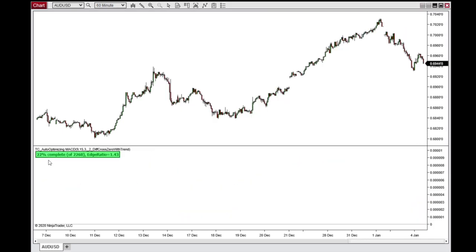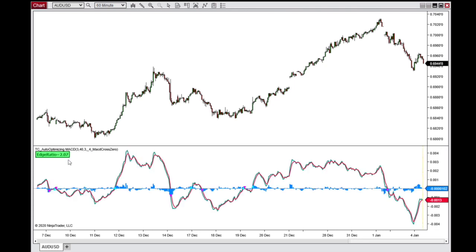Over here, you'll see a progress and the best value it's found to date. And look at that. It's got to 2. So that means it's reconfigured the parameters to be twice as much favorable excursion as there is adverse excursion over 50 days. 50 days of 1 hour bars. So that's pretty good. Let's see if we can do better.